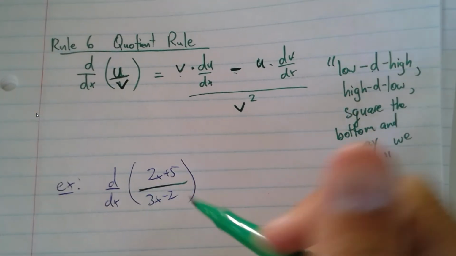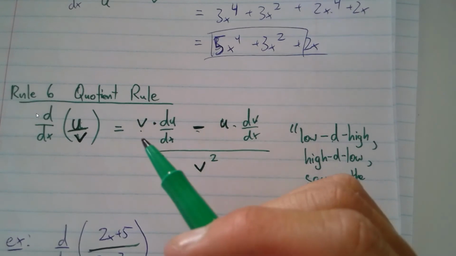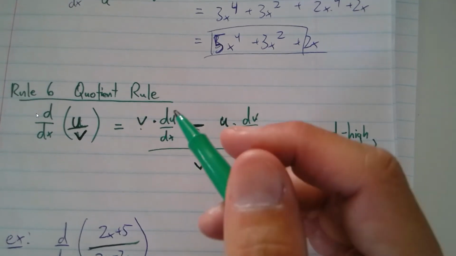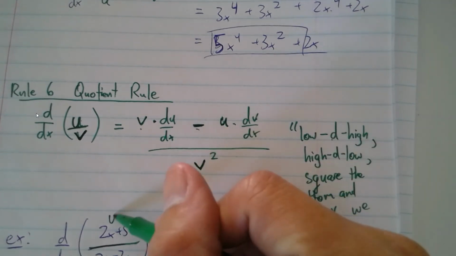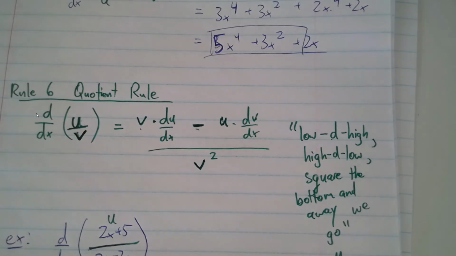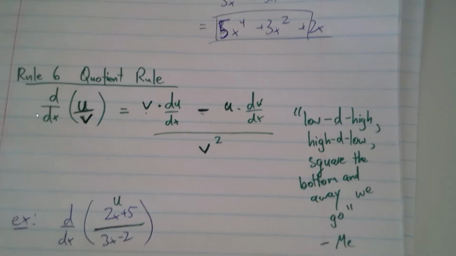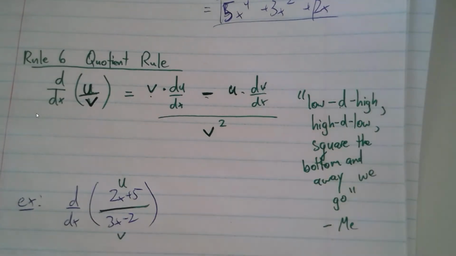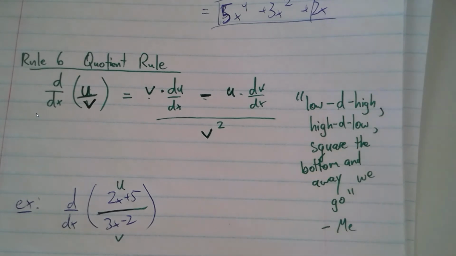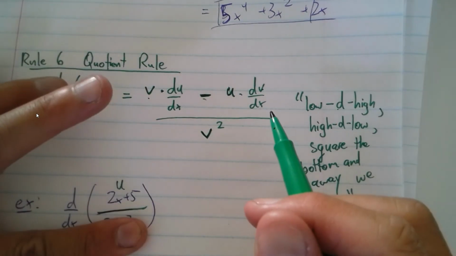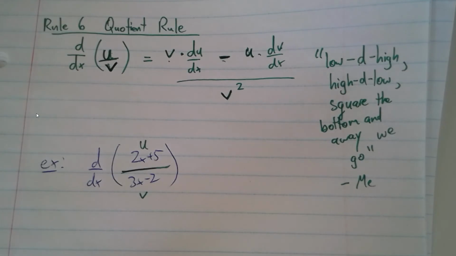Do we have a top portion that you can take the derivative of? Yes? I think you can. That's 2x plus 5. So that'd be v, or u. The bottom would be 3x minus 2. I could take the derivative of each of these by themselves, but combined, they make a much harder problem.